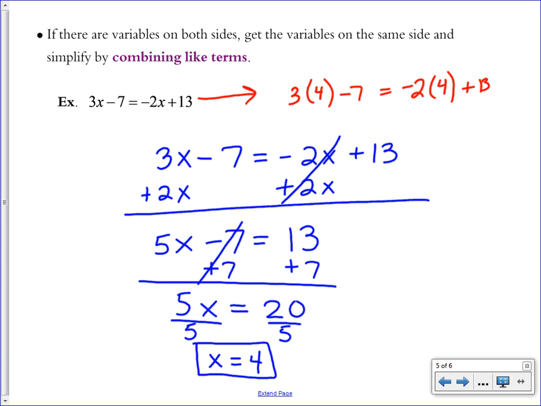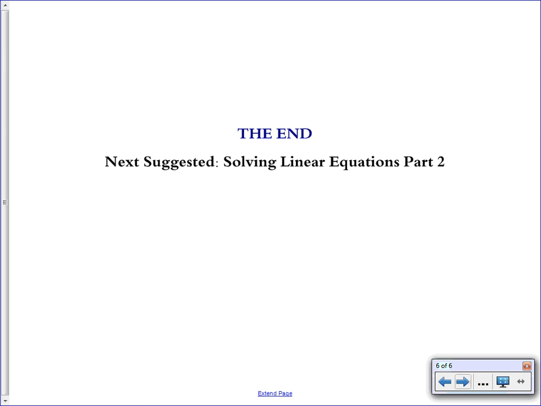3 times 4 is 12. 12 minus 7 is 5 on the left. Negative 2 times 4 is negative 8. Plus 13 is positive 5 on the right. So because that came out the same, I do know that x equals 4 is the correct answer. That is all.